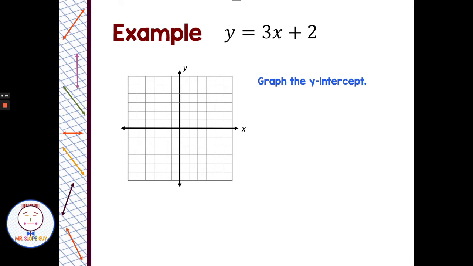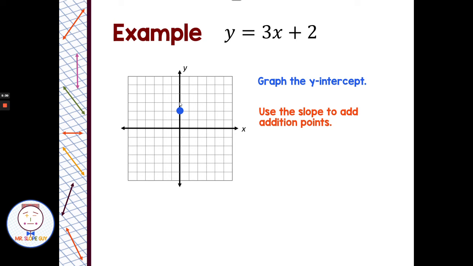So when it comes to graphing y equals 3x plus 2, my first number, my positive 2, is always going to be somewhere on the y. And so from plus 2, I could start at the origin, go up 2 spaces, and put my y-intercept at positive 2. Then from that point, not from the origin, but from that point, I'm going to use my slope to add additional points.